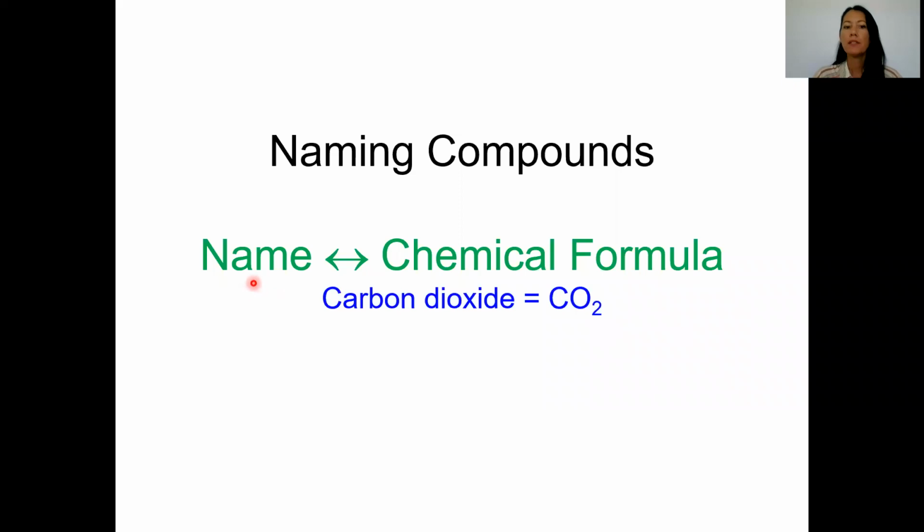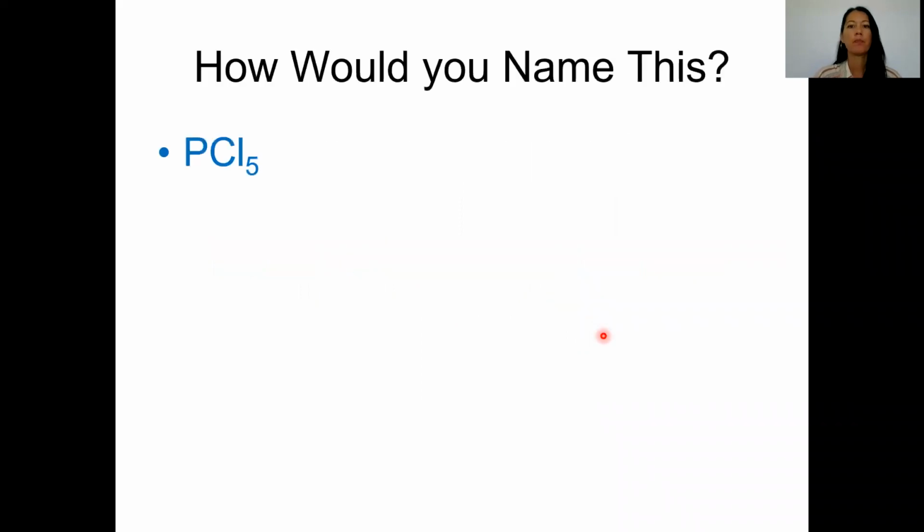Naming compounds is basically going between names and chemical formulas, such as carbon dioxide and the chemical formula CO2. The chemical formula consists of elements, and the subscripts represent how many atoms of those elements are present. So let's just take a stab at this. Just intuitively, you look at this formula. I have a P, a Cl, and a subscript 5. How would you name this? Just take a stab. Say it out loud.